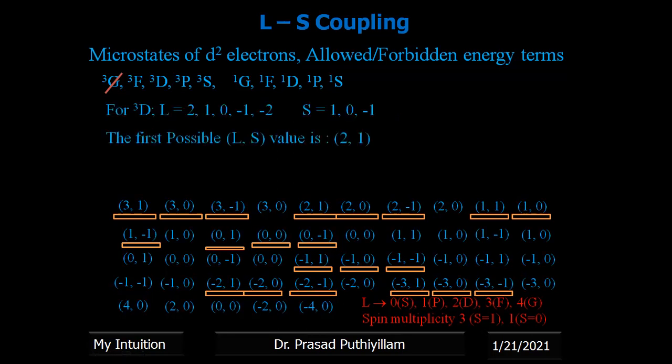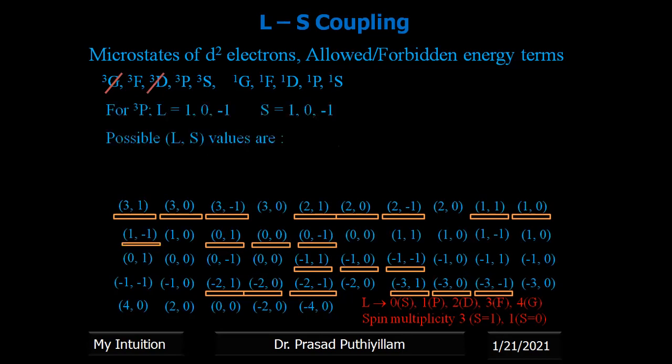Next one, for 3D, the triplet D, L values are 2 to minus 2, and S spin values are 1 to minus 1. Therefore the first possible value itself is 2 1. The 2 1 was there, but it is already taken by the triplet F value, that is occupied. Therefore this is not allowed, the microstate is not allowed. Therefore the triplet D is not available, or it is forbidden as per Hund's rule.